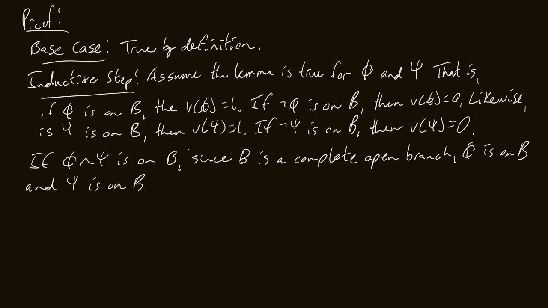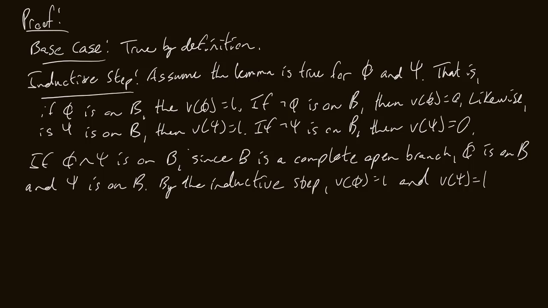Now, by the inductive step, since phi and psi are both individually on B, what can we conclude? We can conclude that the valuation of phi is equal to 1, and the valuation of psi is also equal to 1. Then it immediately follows that V of phi and psi is equal to 1. So that was pretty easy, I think.